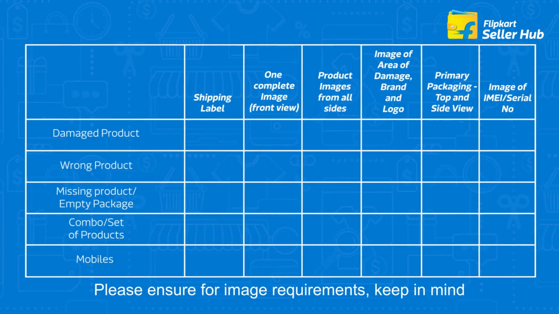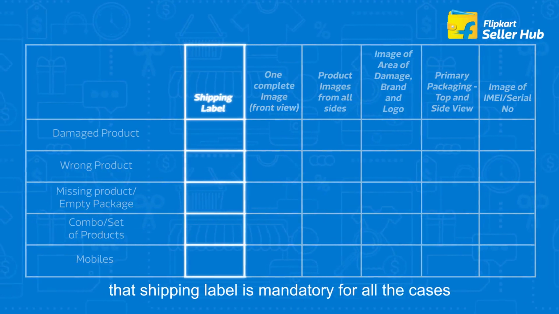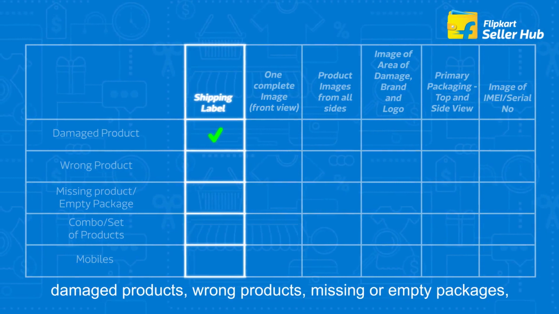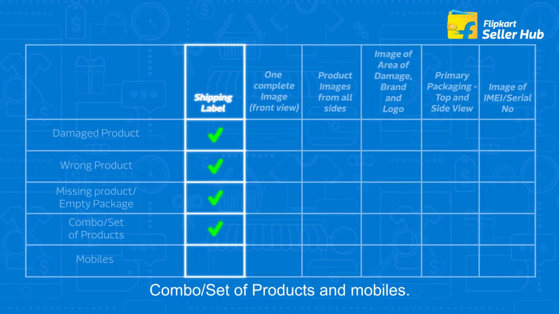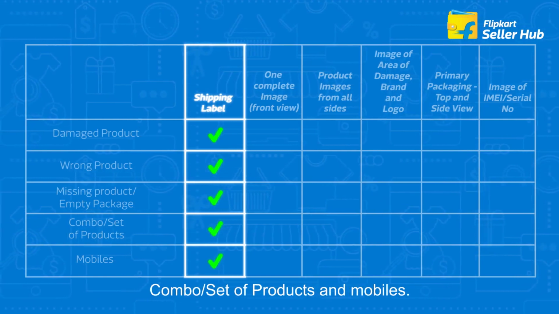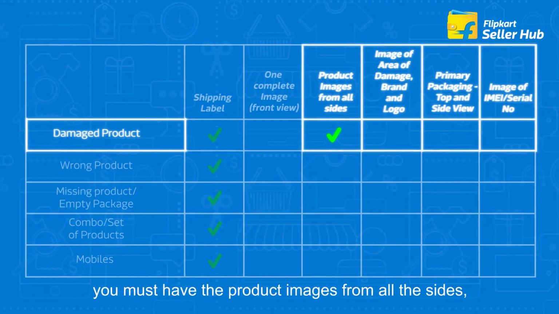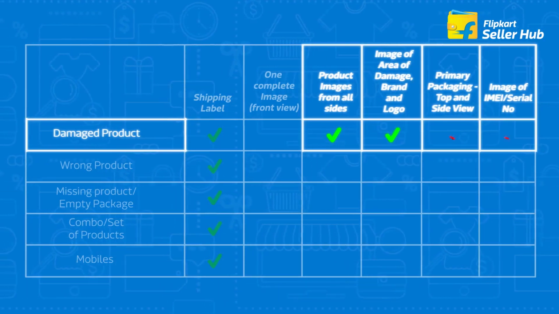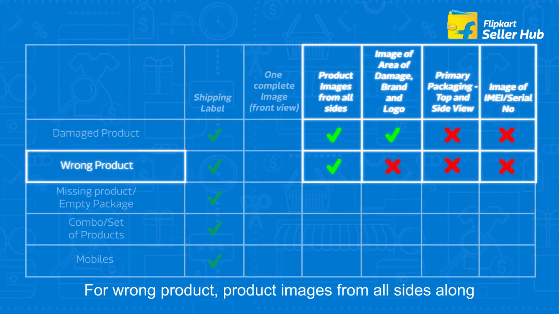Please ensure, for image requirements, keep in mind that shipping label is mandatory for all the cases: damaged products, wrong products, missing or empty packages, combo or set of products, and mobiles. For damaged products, you must have the product images from all sides, area of damage, brand and logo. For wrong product, product images from all sides.